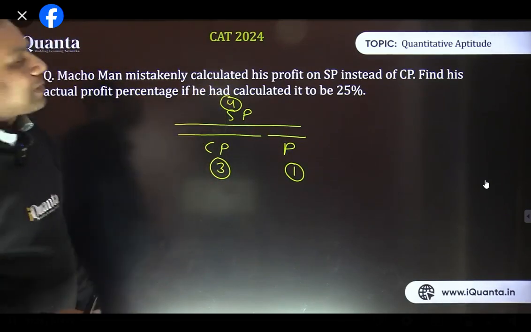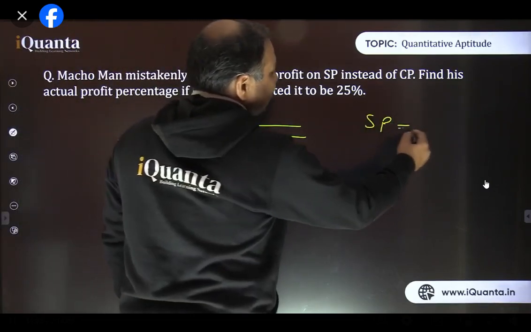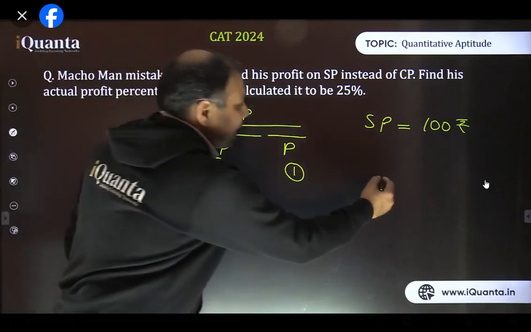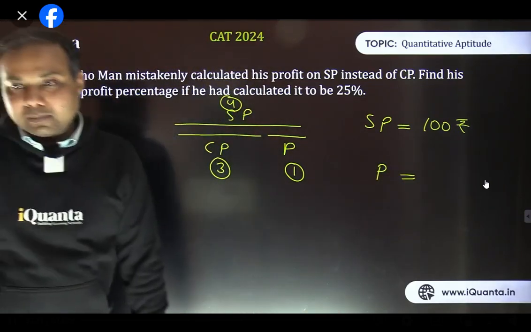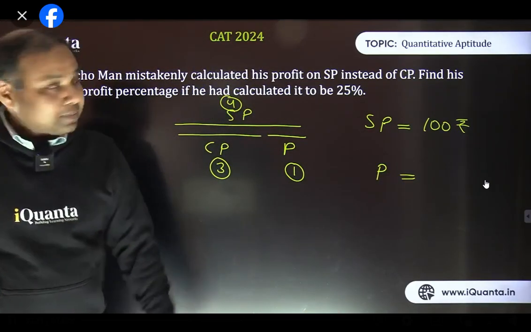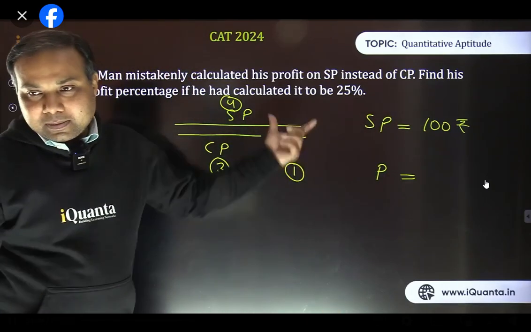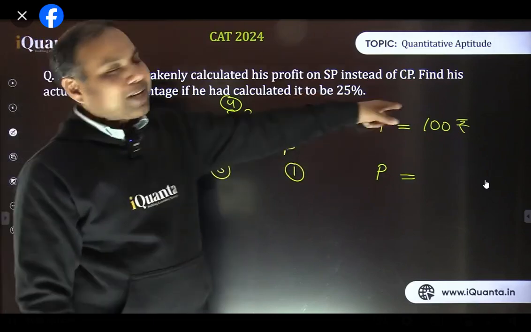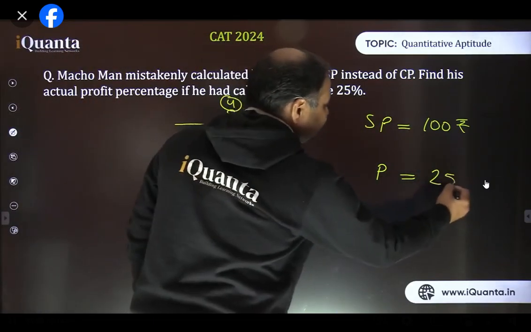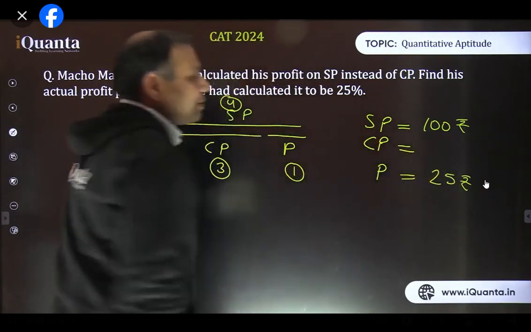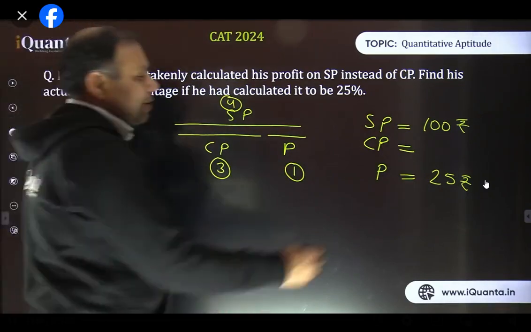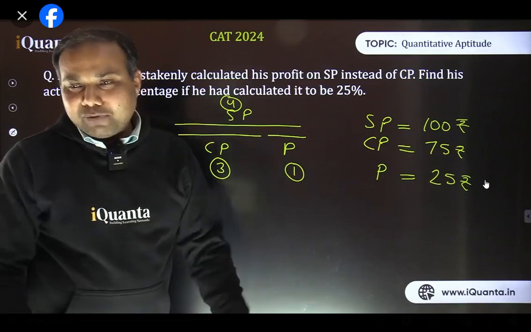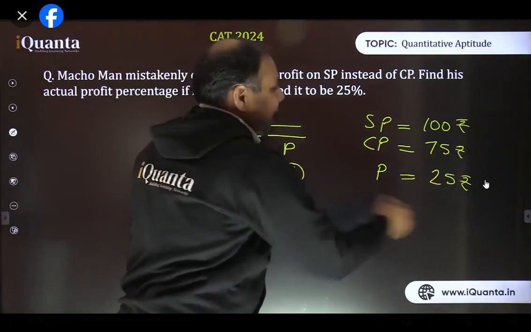Or if I assume some values, let's say I assume SP to be 100 now. All of you tell me please, if SP is 100 rupees, what is the value of profit? If SP is 100, then how much is the profit in this case? Yes, it is 25 because it is given that the profit is 25% of SP, right? So profit is 25 rupees. Now can you figure out what will be CP? Yes, CP will be 75 rupees, because CP plus profit gives you SP, isn't it? We are done now. We just need to calculate the actual profit percentage.